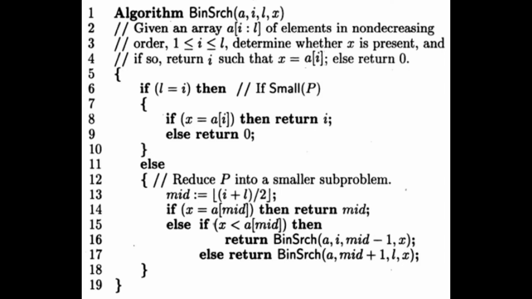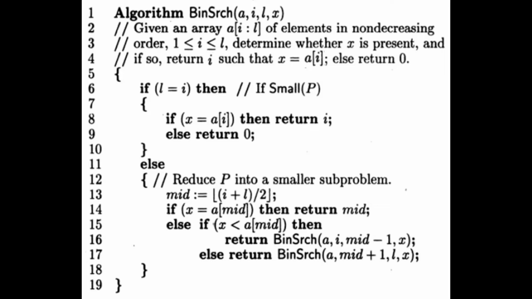L is the upper bound, the index of the last element in the array. And here x is the element to search. Given an array A of I to L, with elements in non-decreasing order. Elements are arranged in sequential order, in ascending order. The array is sorted.